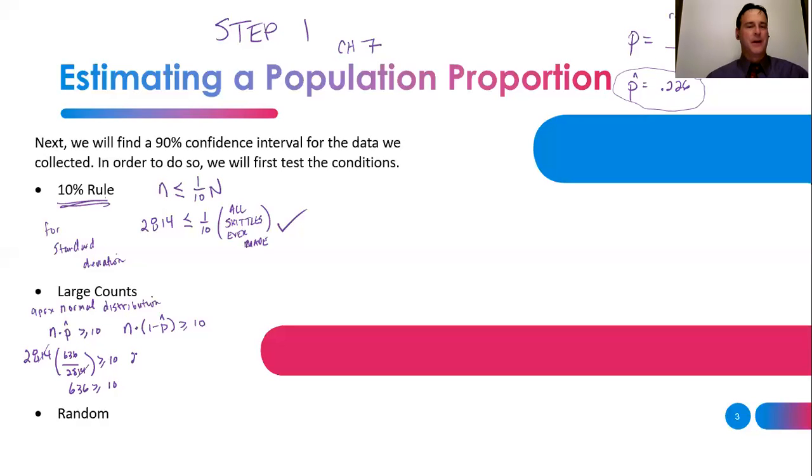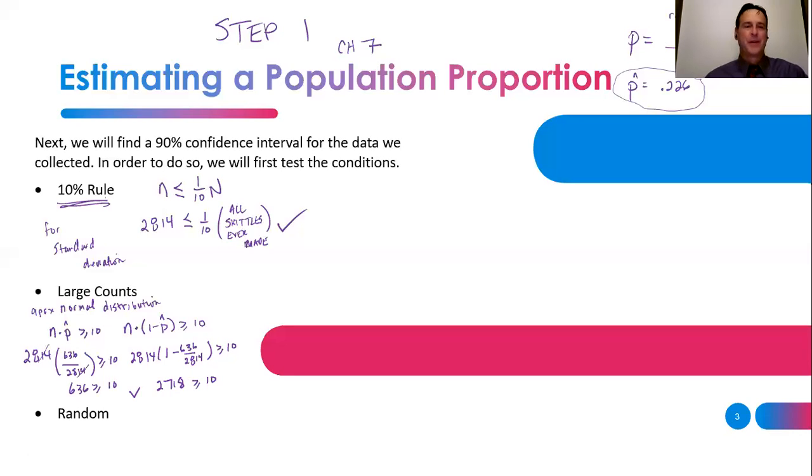If I do it the other way, and again, remember you have to do both, I'm testing to see if that's bigger than 10. I'll do this on my calculator really quick. 2814 minus 636. You'll find that you'll get 2178, and that's much bigger than 10 as well. And what it means is that my sampling distribution will also be approximately normal.